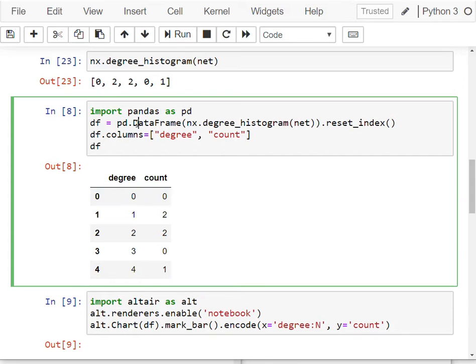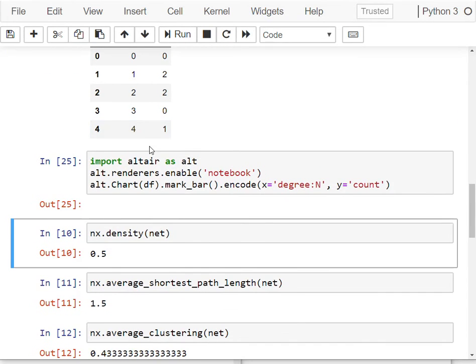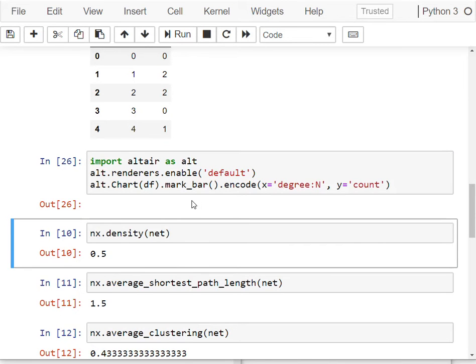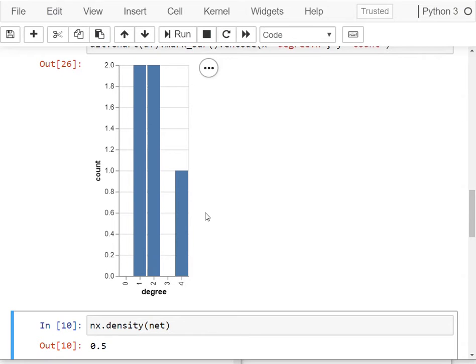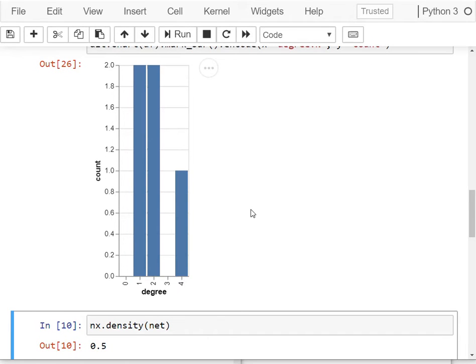We can create a bar chart using Altair. We can load the data into pandas and create a bar chart using Altair here. So again, this is a small network, so the degree distribution is not very illustrative here, and it's not very important because we have few nodes. But when we have, say, hundreds of nodes, this figure serves to summarize the structure of the network.